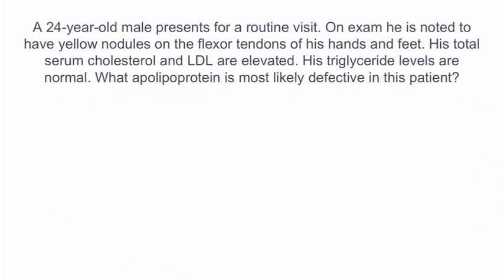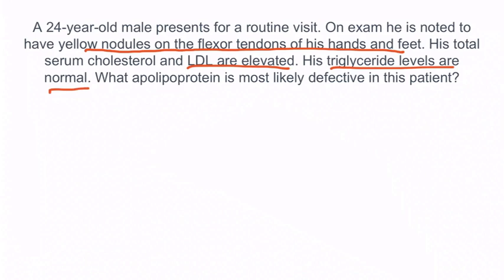Hopefully from the question stem, you notice that this patient has xanthomas, which we can deduce based on the yellow nodules on the flexor tendons of his hands and feet. He also has elevated LDL and normal triglycerides. The xanthomas should immediately make you think of a dyslipidemia. The elevated LDL and normal triglycerides should make you think of type 2 dyslipidemia.